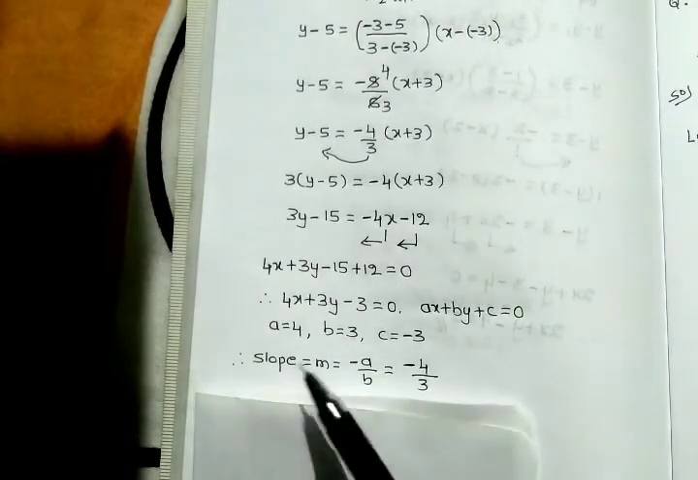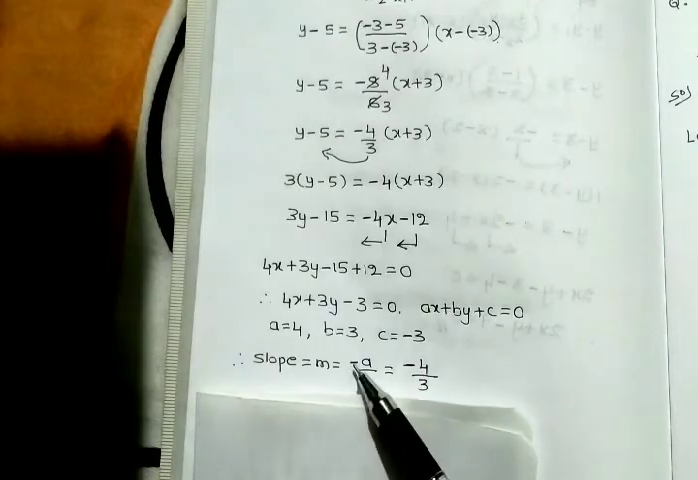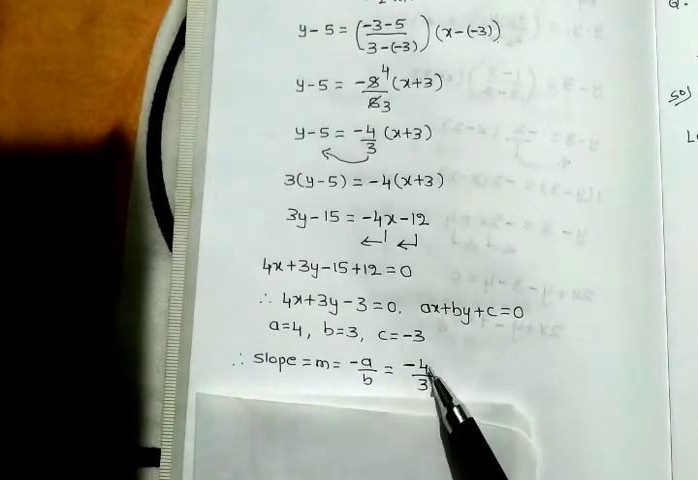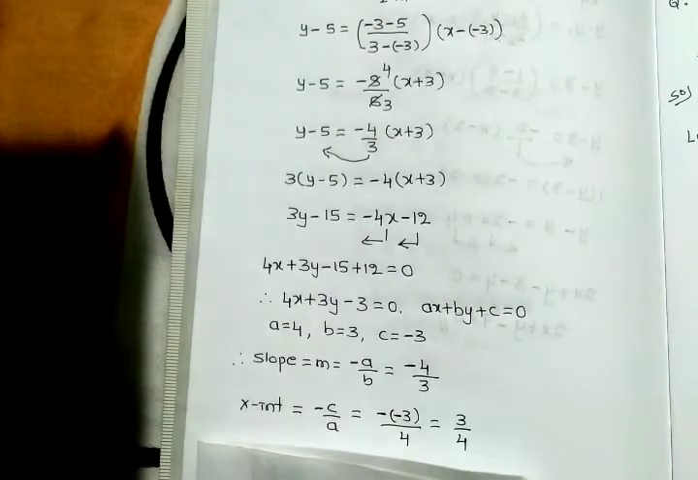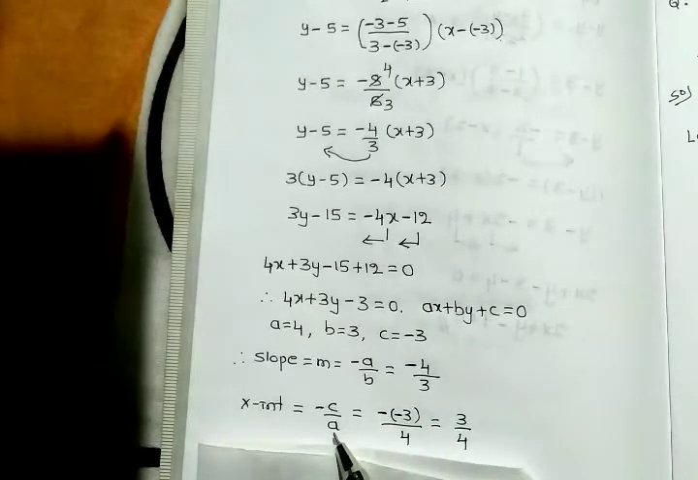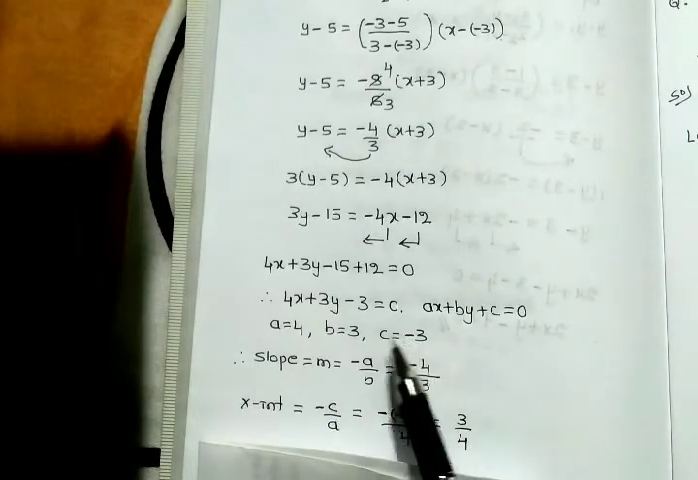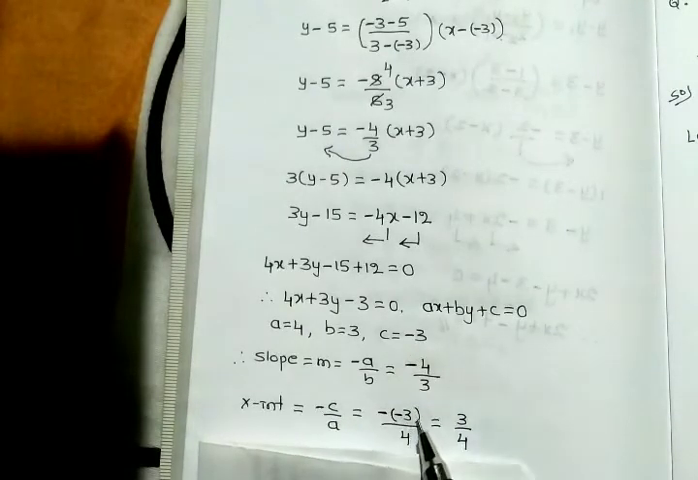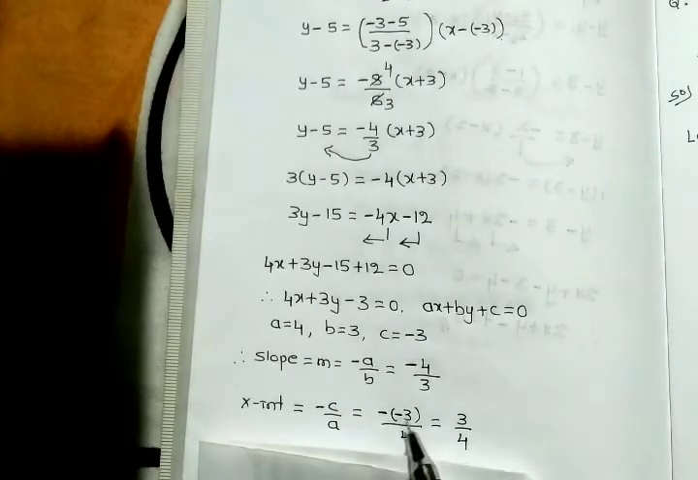Therefore, slope m is equals to, what is the formula? Minus a upon b. Minus sign, keep it as it is. a is 4 upon b is how much here? 3. So, slope value goes to minus 4 divided by 3. So, next x-intercept. X-intercept formula minus c divided by a, minus, keep it as it is, c. c is how much here? Minus 3. So, in bracket you write minus 3 upon a. a is 4. Next, minus into minus goes to plus. So, answer is 3 divided by 4.